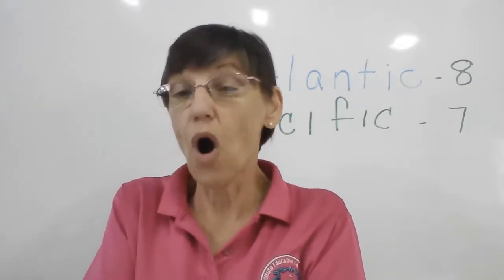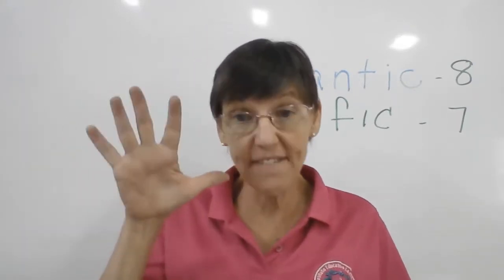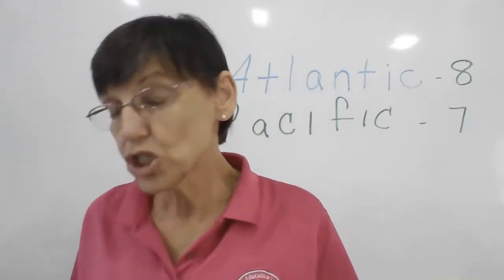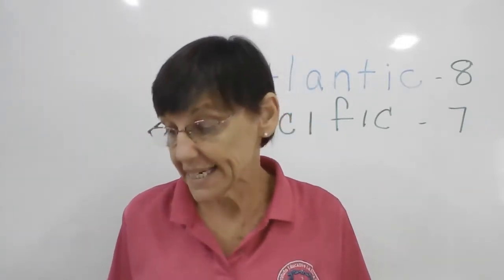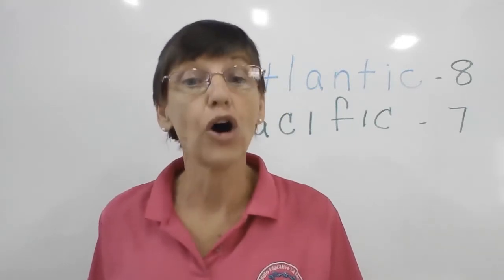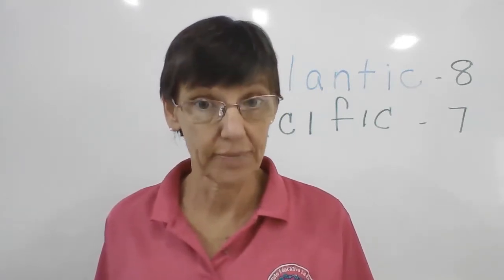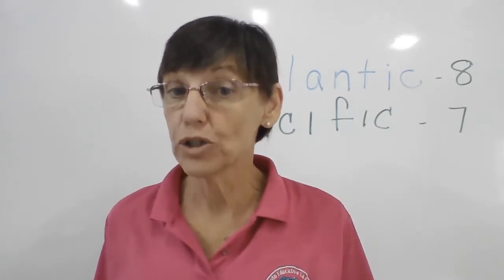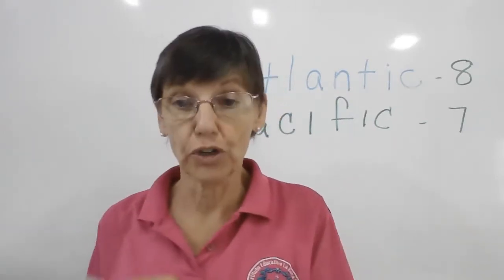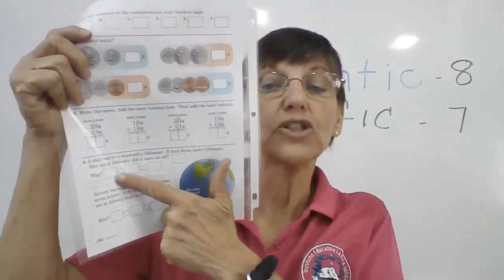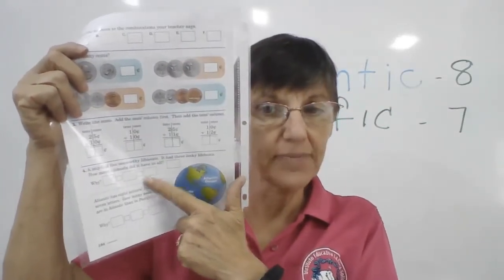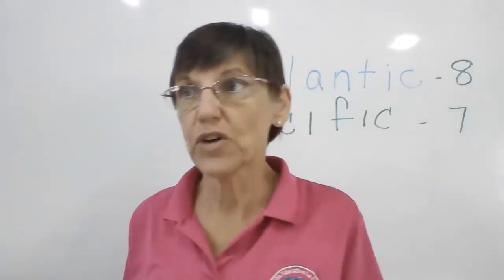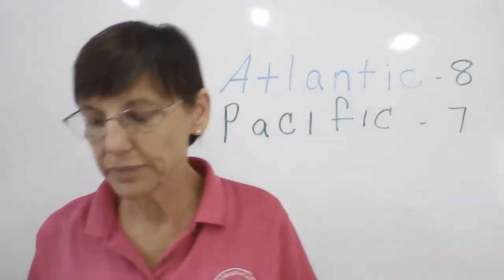Okay, so our ship has 5 good boats, 3 bad ones, okay? So how many boats did it have all together? Okay, so what are you going to do? You're going to write your number sentence here and make sure you put your answer in both places, okay? 5 good boats, 3 bad ones.